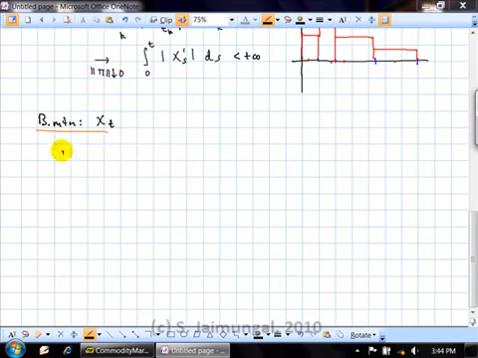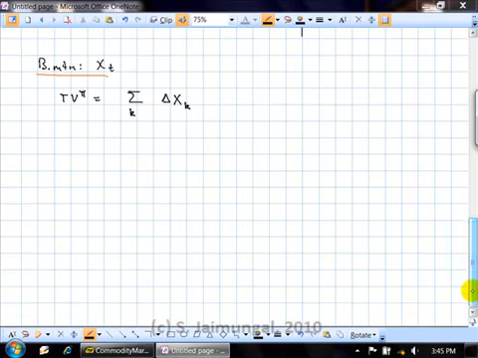Okay, so for Brownian motion, all we can say is that the total variation for a partition pi equals the sum over k of the absolute increment, delta x k, and now delta xk in distribution is delta tk to the 1/2 times the standard normal. Okay, you do know that.